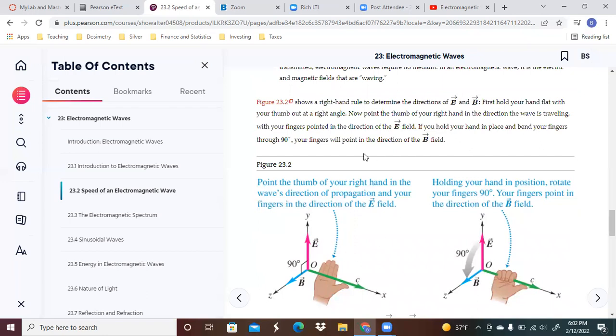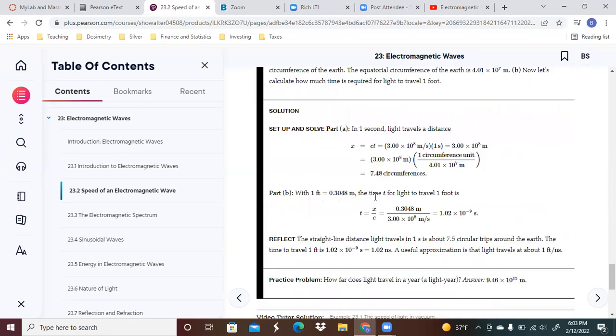If you hold your hand in place and bend your fingers through 90 degrees, you will see your fingers will point in the direction of B. You can also think of it as the way that your palm is facing. In other words, your thumb is pointing in the direction of the propagation of the wave. Your fingers are pointing in the direction of the electric field. Your palm would be pointing in the direction of the magnetic field. That's the way I would look at it.